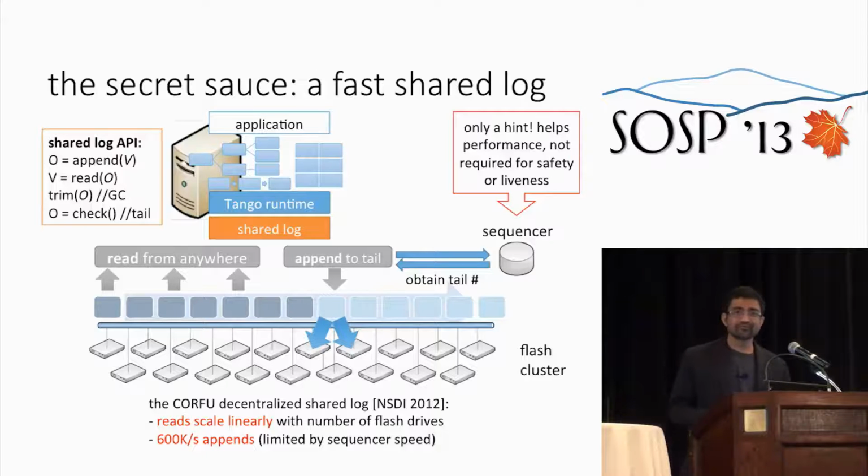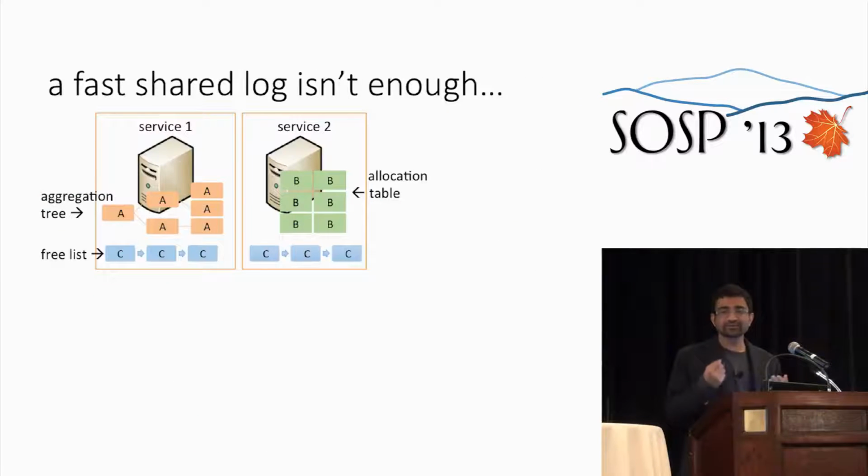It turns out that when we actually build applications over this shared log, we hit a performance bottleneck very quickly. To give you an example, here are two services. Think of them as two schedulers that are sharing a free list. So they have their own data structures. Service 1 has data structure A, service 2 has data structure B, and then they're sharing a free list C.